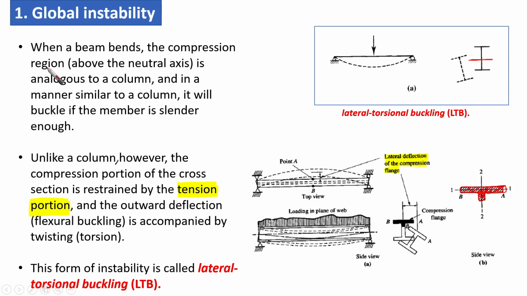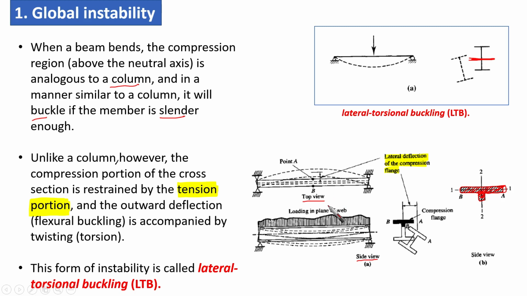So when a beam bends, the compression region above the neutral axis, as I said, is where we are expecting the compression region, and it is analogous to a column. In a manner similar to a column, it will buckle if the member is slender enough. So it is going to buckle. Let's have a look at this figure here. This is the elevation or side view of the beam, and this is the top view. Whenever we are loading the beam in this direction, we're going to find that the beam bends in flexure mode, as you can see here from the side view.